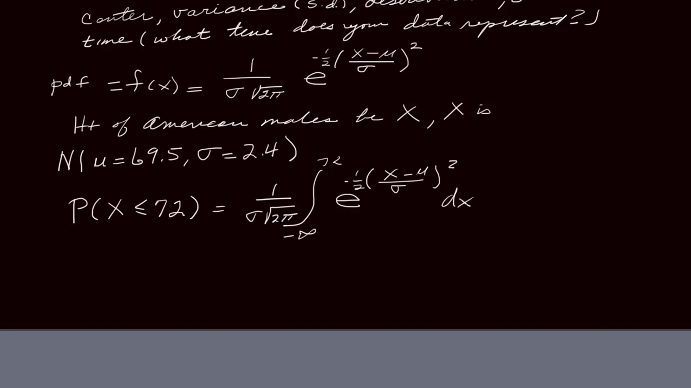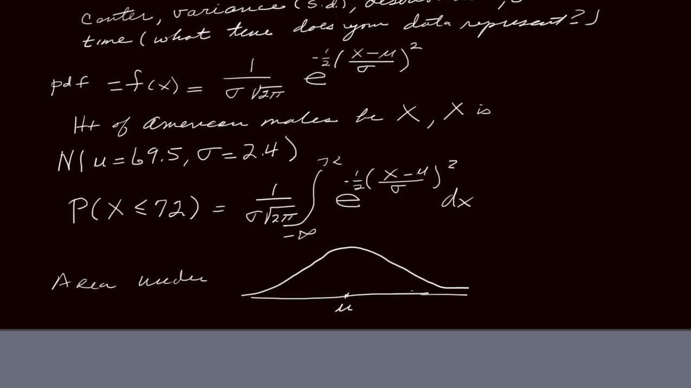And I know that many of you have already had a course in calculus, and though you may not want to evaluate that integral, you know what it is, and you know that that integral is the area under the curve. The PDF, if we would graph it, would be bell-shaped and look something like this. In the high point, we would have mu, the mean, 69.5 in this example. And if we wanted the probability of being less than or equal to 72, we need to find the area under the curve, but to the left of 72. And that area would be the probability that x is less than or equal to 72.